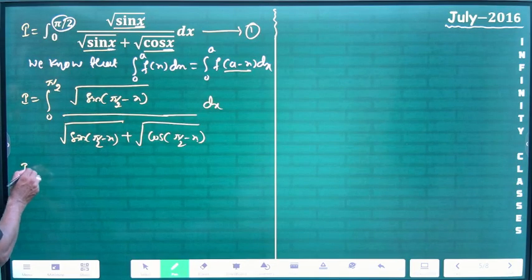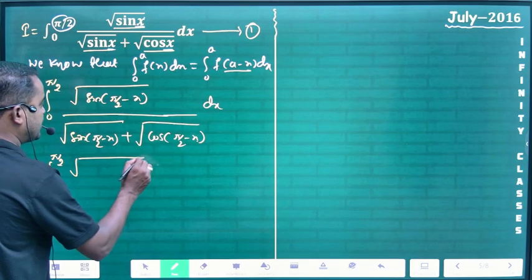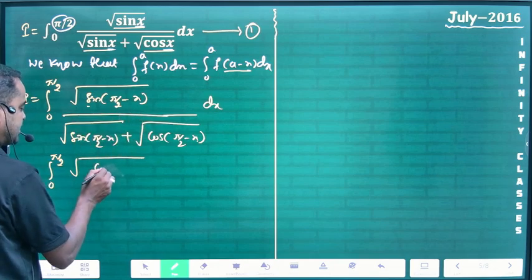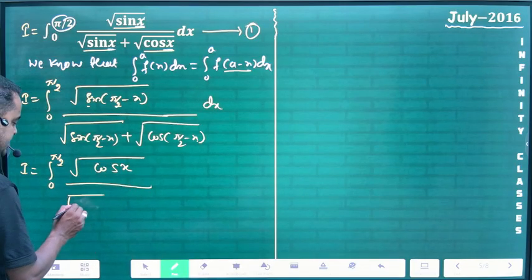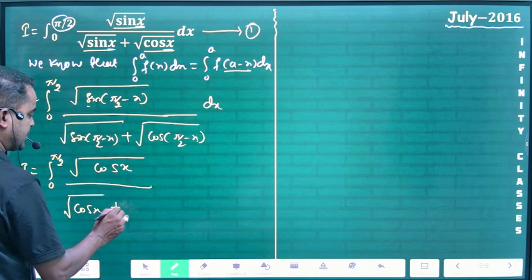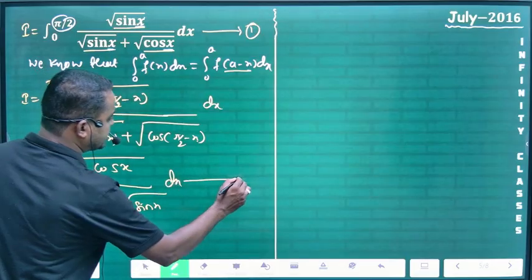Then I is equal to the integral from 0 to 5π/2 of square root of sin(90 minus x), which is cos x, plus square root of cos(90 minus x), which is sin x, dx. Call this equation 2.